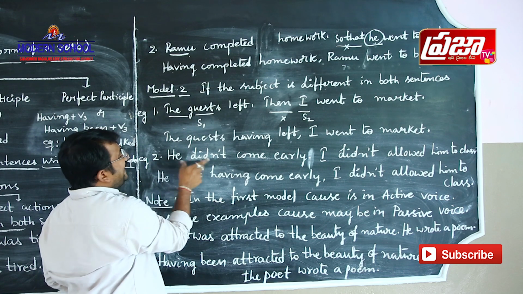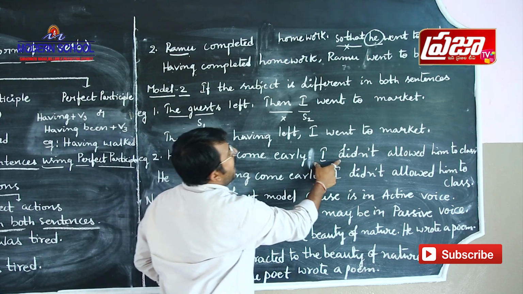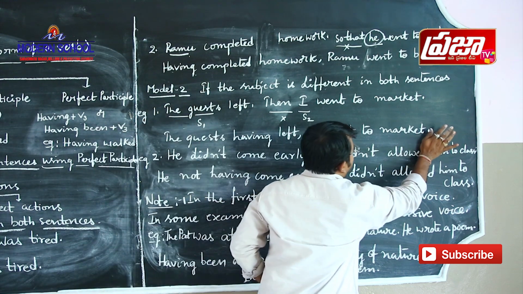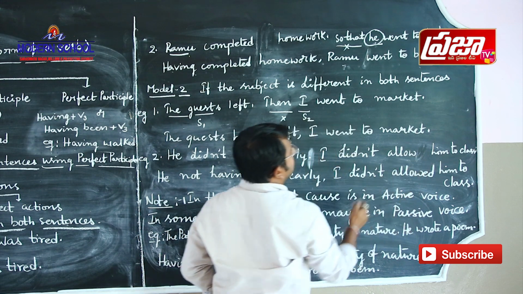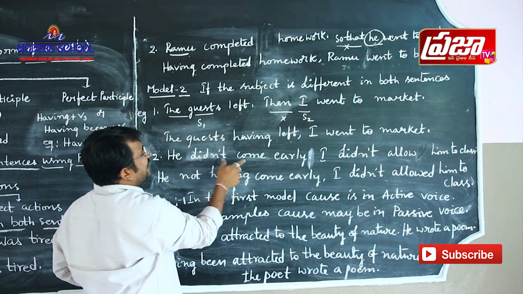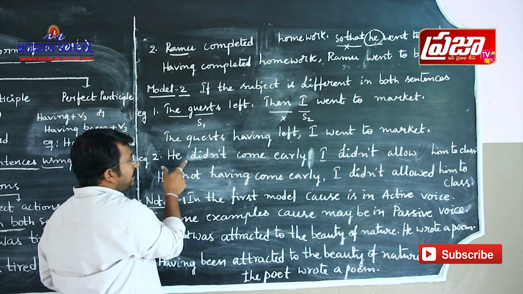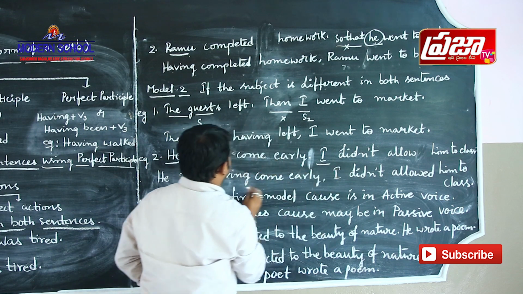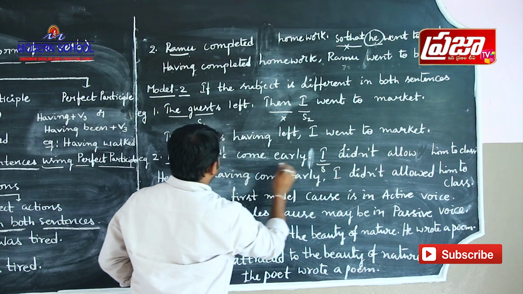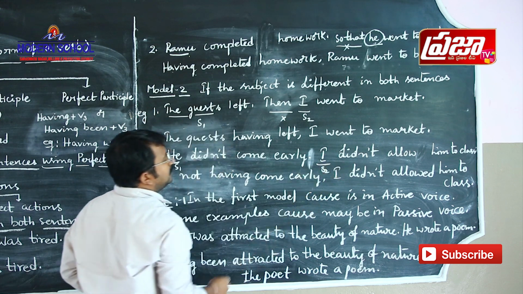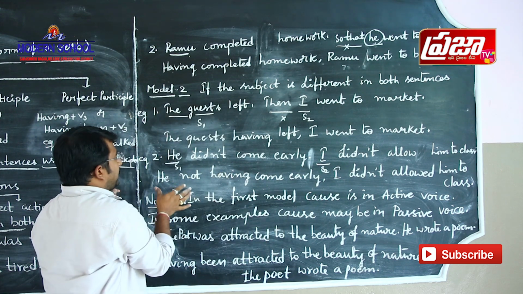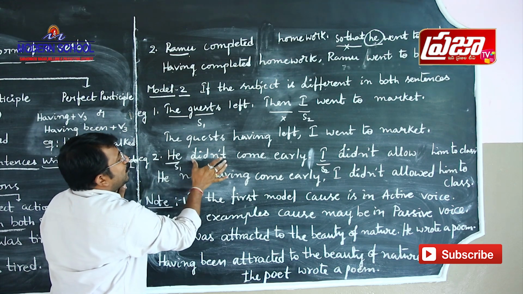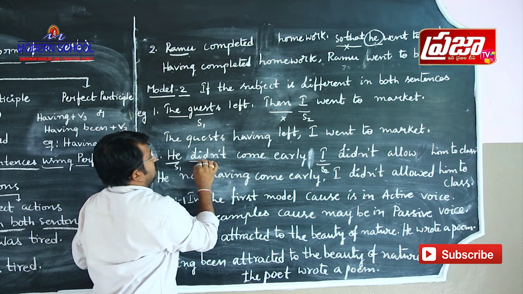And I will take one more example with the negative sense. Okay. He didn't come early. I didn't allow him to class. So here, in he didn't come early, he is the subject, and in this sentence I is the subject. So this subject and this subject are totally different subjects. If such is the case, what did I tell? We have to write the subject as it is, and here we have to skip this did.